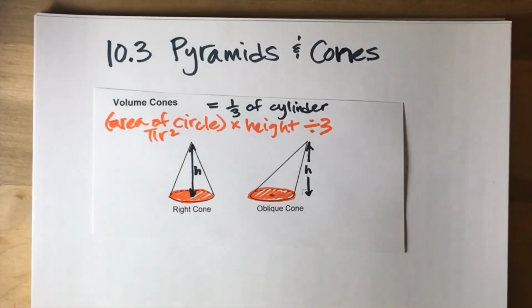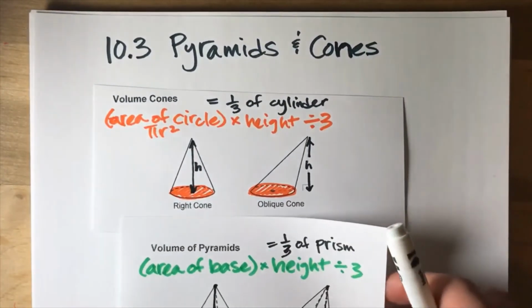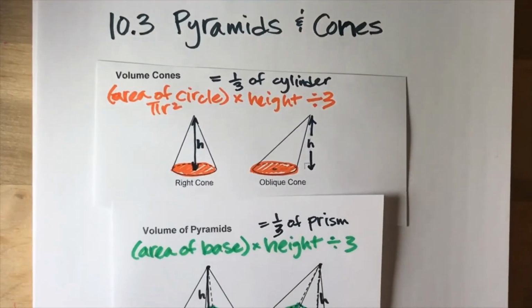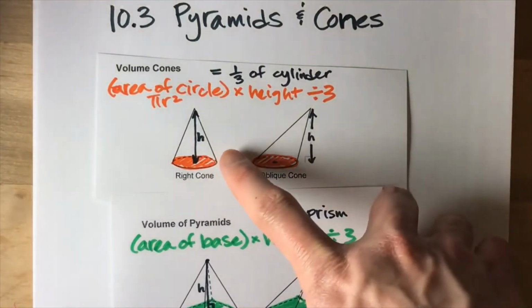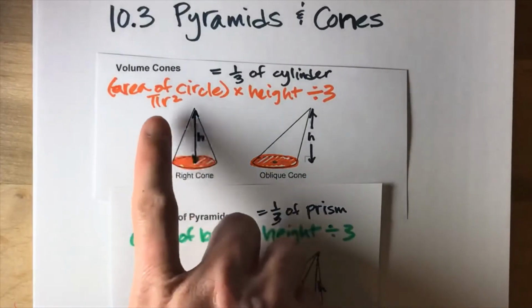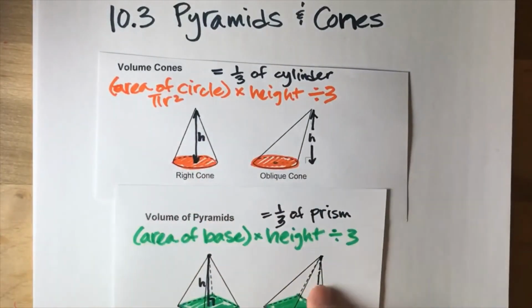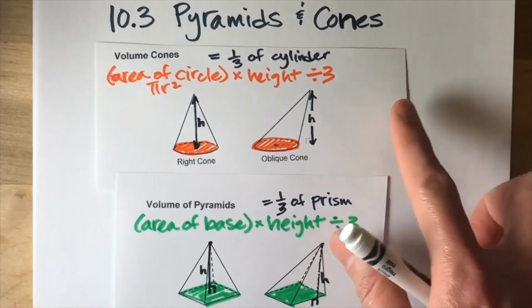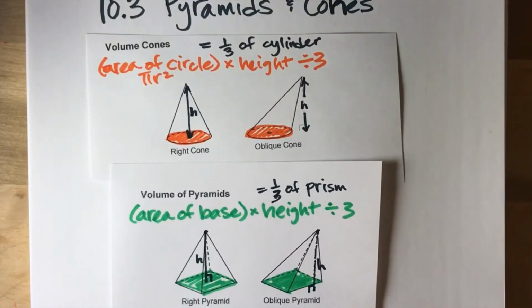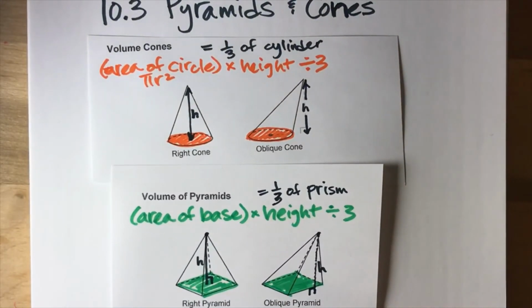Okay? And don't forget, because cones have circles in them and they involve pi, you're going to have to give 2 answers for these volumes. One in terms of pi and one rounded with your calculator. Okay? So that's what we're doing today. Volumes of pyramids and cones.